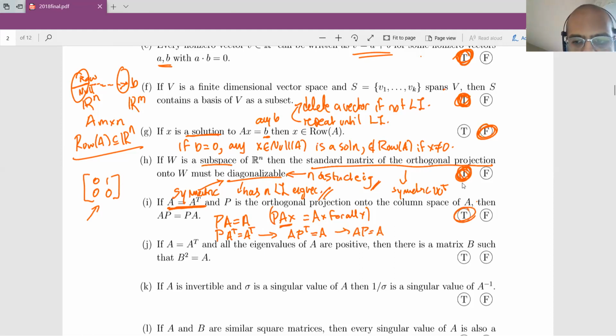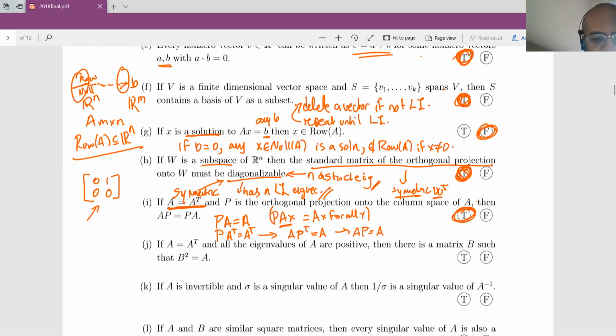So indeed, this is true. How do you know P is symmetric? We just proved that in the previous question, right? How did we prove the standard matrix of orthogonal projection is diagonalizable? We proved it's symmetric, didn't we? Yeah. I mean, this is the slickest way to do it.